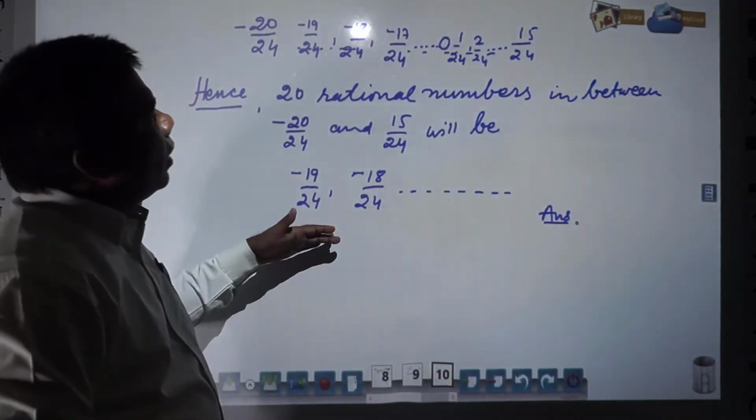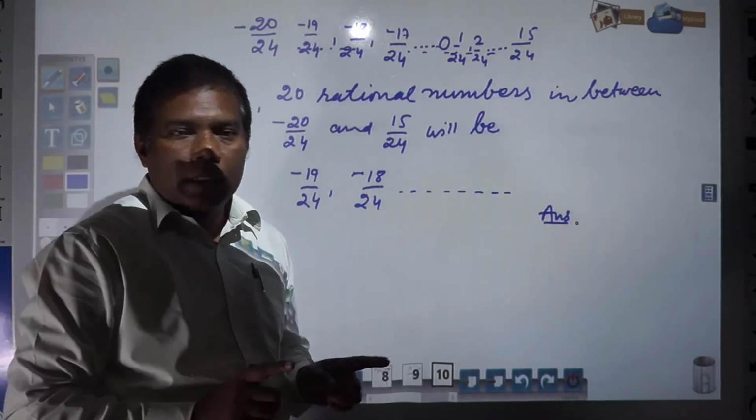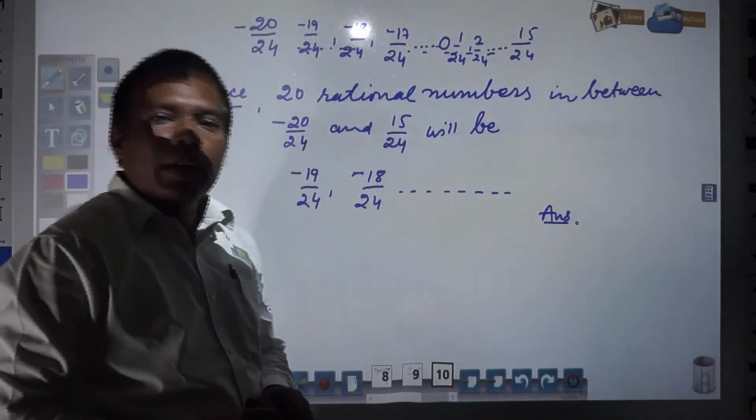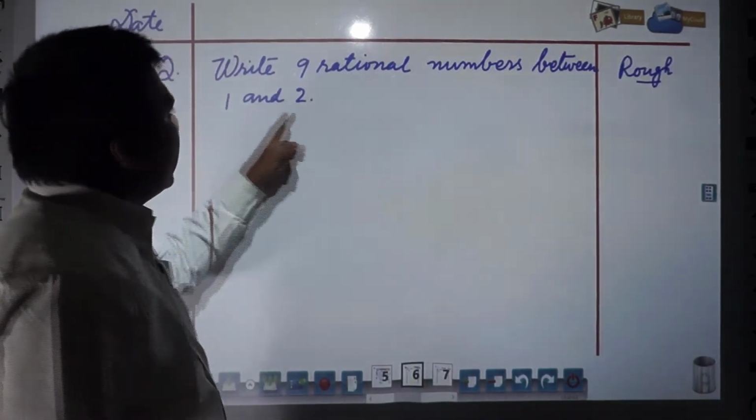So in this way, if larger numbers are there, you need to find out in between two given rational numbers, by this method you can find out. Write 9 rational numbers between 1 and 2.